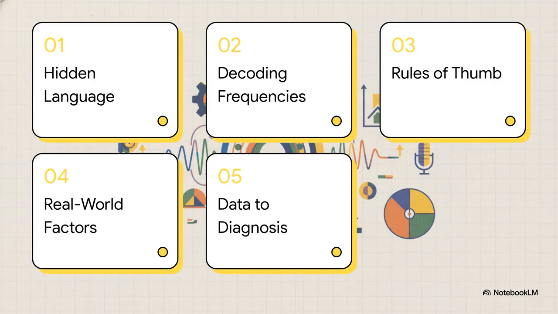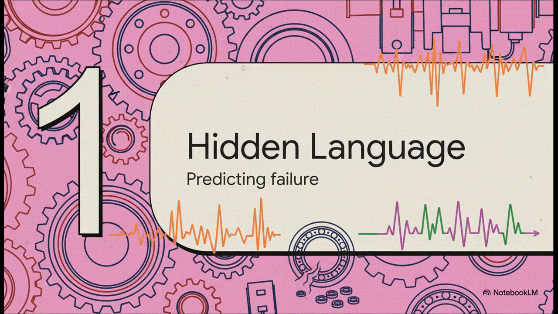Okay, so here's our game plan. First, we're going to really understand the challenge we're up against. Then, we'll dive in and decode the 4 key fault frequencies you need to know. After that, we'll cover some absolutely brilliant rules of thumb for quick diagnostics out in the field. Then we'll get real and explore why the real world is always a bit more complex than a perfect formula. And finally, we'll wrap it all up by showing you how to turn all this data into a clear, confident diagnosis. All right, let's jump right into Section 1, a machine's hidden language.